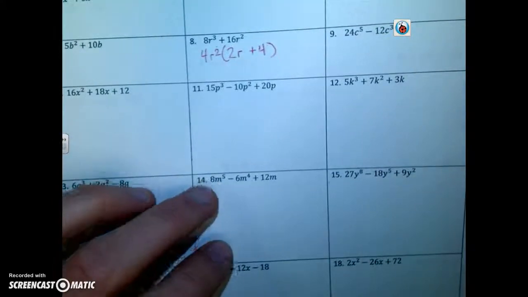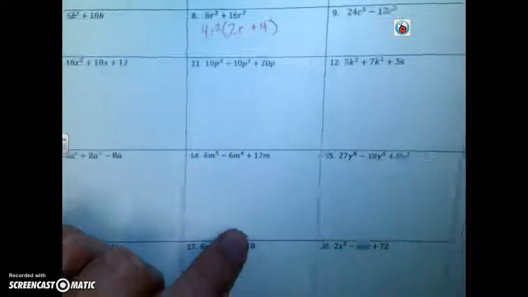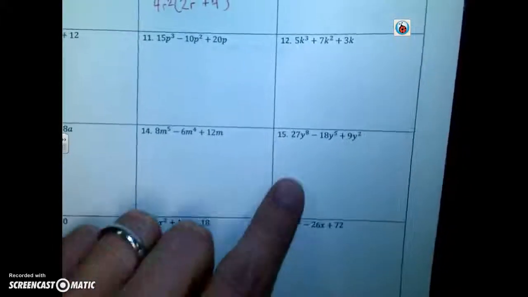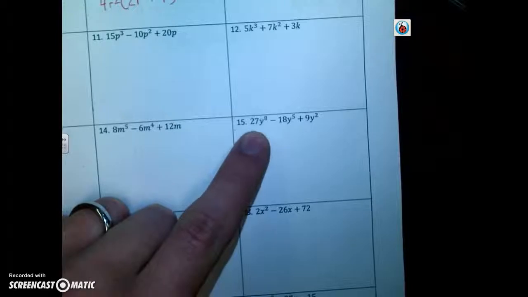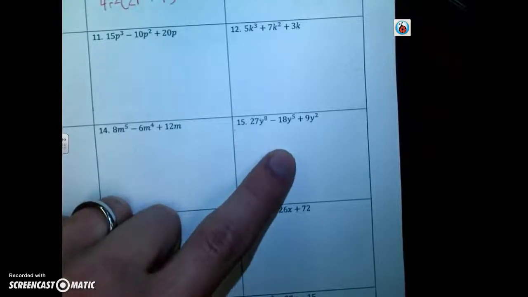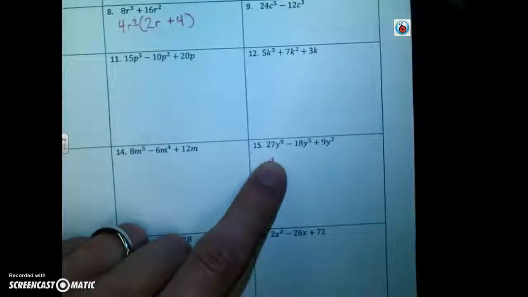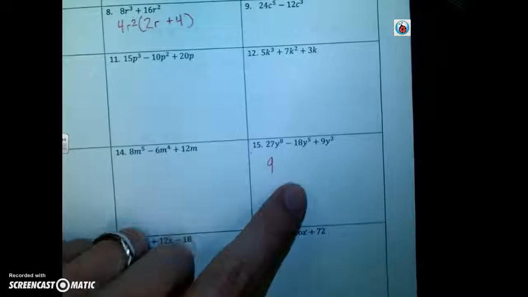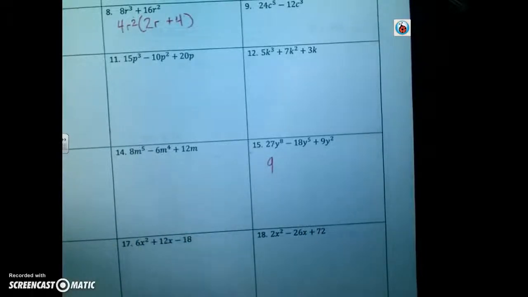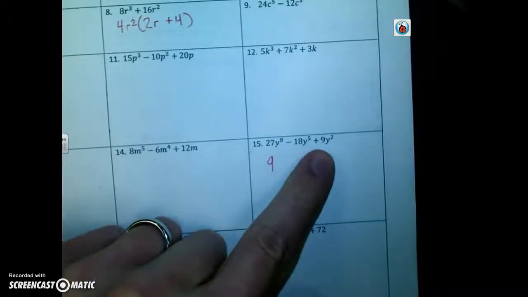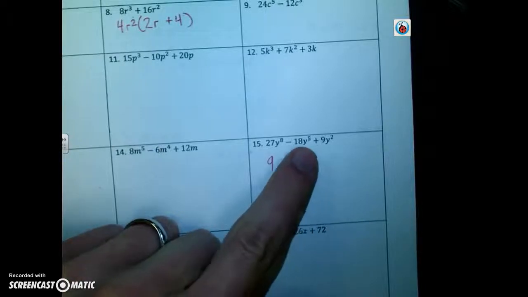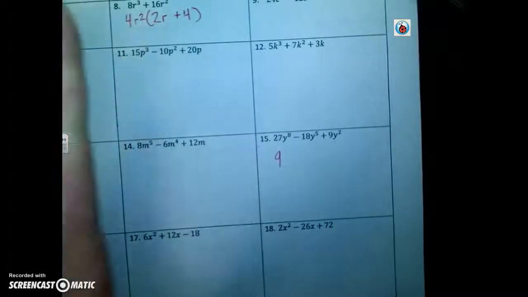But sometimes with 3 terms, you will run into a case here. So let's take a look here at number 15. I take a look at the 27, the 18, and the 9, and determine that 9 is the largest number that I can divide out. Now I see y to the 8th power, y to the 5th power, and a y squared. So that's telling me that y squared is the largest term I can pull out. I can take 2 from all of them, but I can't take any more than 2.